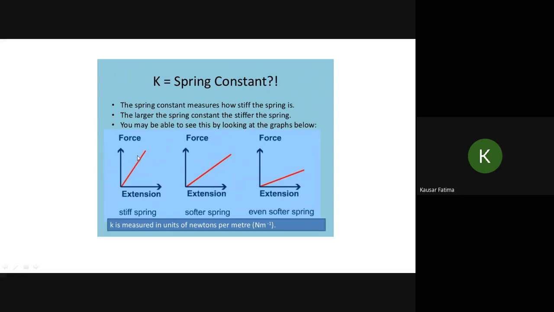So here three graphs are shown. The hardest spring, the one which has more spring constant, is the first one. So we call it a stiff spring. The second one is softer than the first one, and this is even softer because a smaller force is producing a larger extension in this. So the unit of spring constant is Newton per meter.